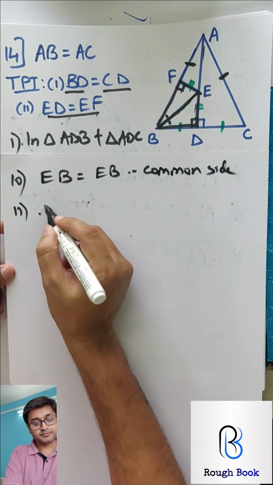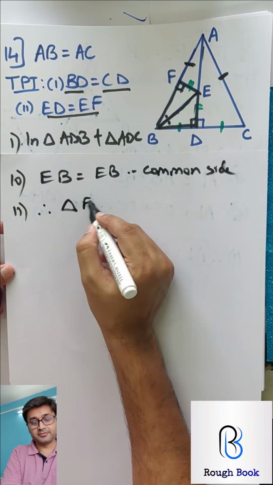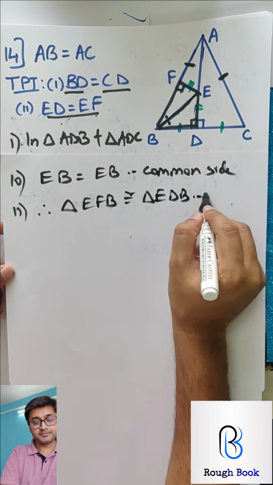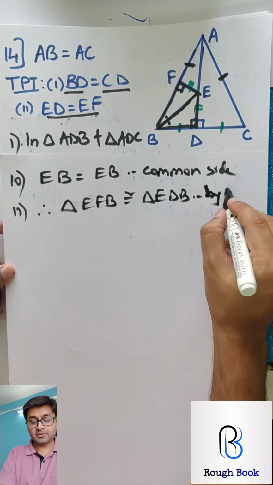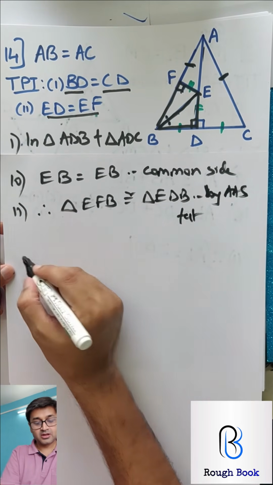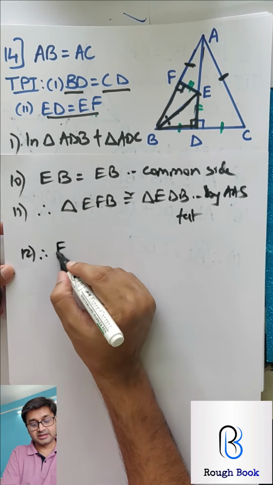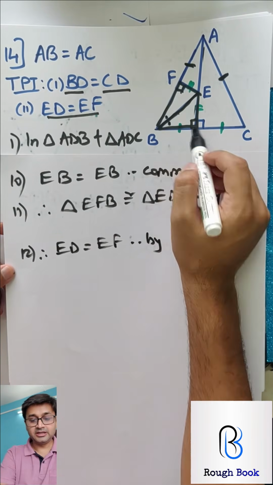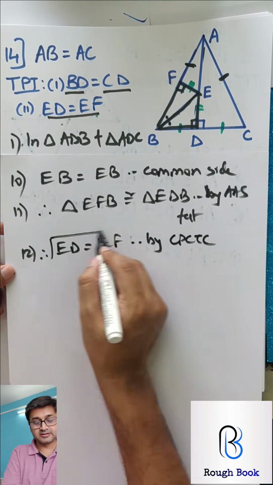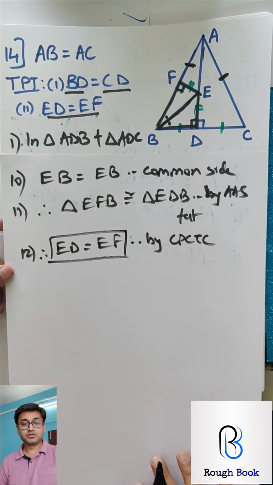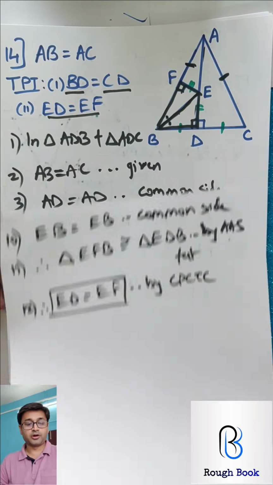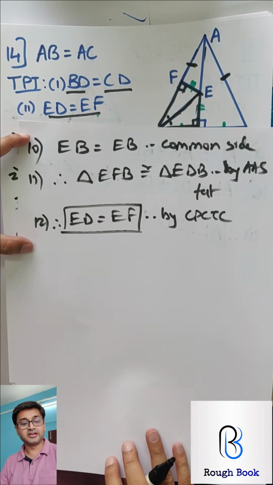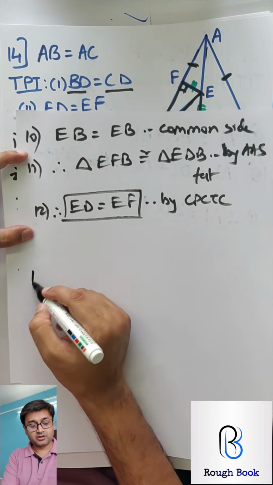and therefore I can say triangle EFB is congruent to triangle EDB by what test? By AAS test. Once the triangles are congruent, I can say ED equals EF. How? ED equals EF by CPCTC. So we got our final part. So two parts in the question. Basically they wanted you to prove the triangles congruent twice. Once here, second time here, and finally you reach here. Did you get this? Alright, great.